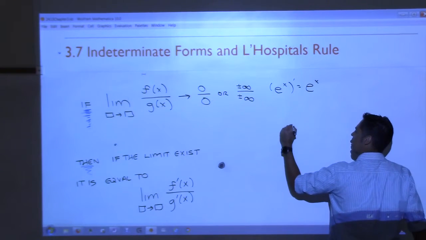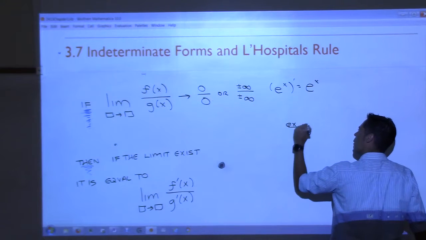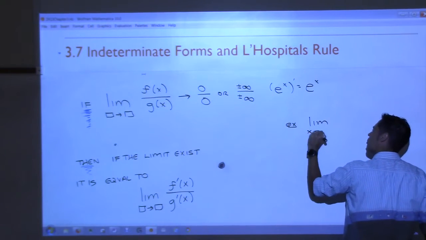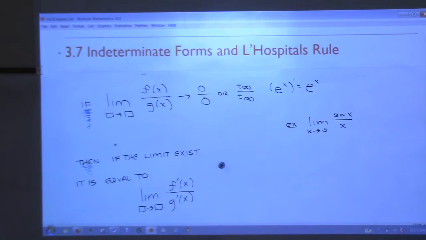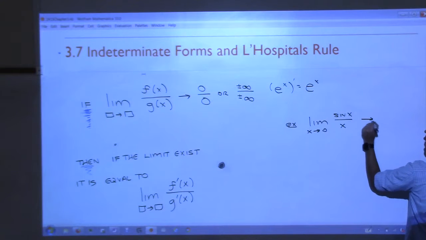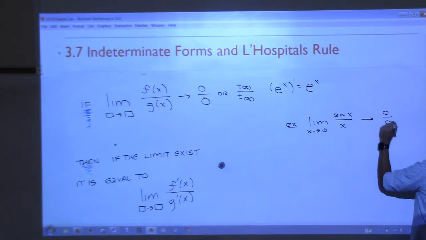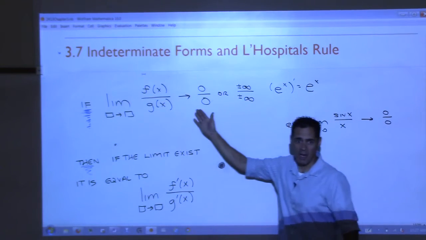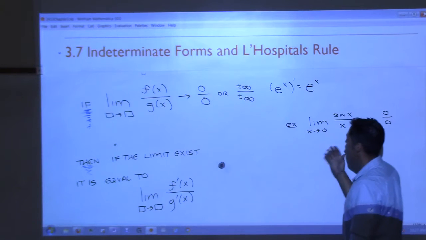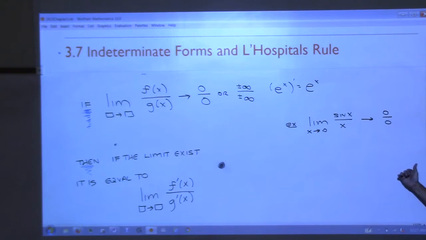Okay, so let's take as an example the limit as x goes to 0 of sine x over x. So we run our limit right now, right? And we get the form 0 over 0. In the past, we've said algebra or some trick. Now we say L'Hopital. All right? So what I'm going to do now is apply L'Hopital's rule.